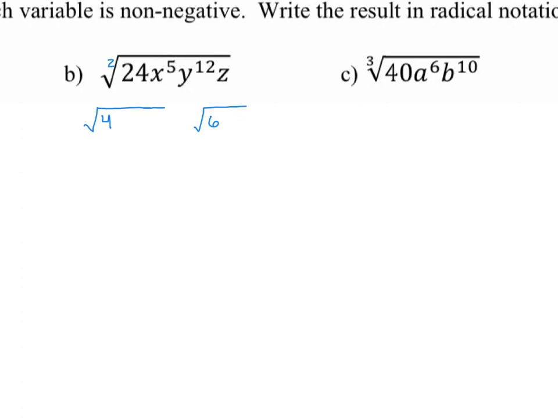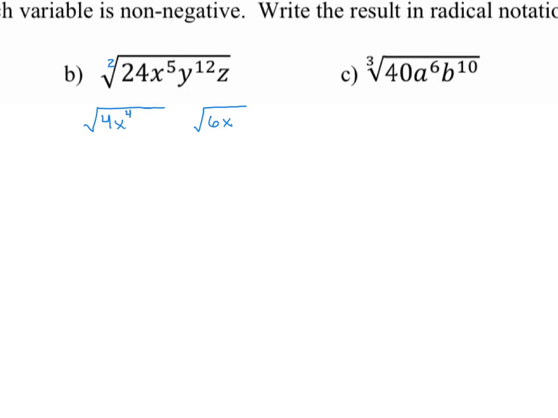Okay, x to the 5th. I want the largest exponent that is divisible by 2 and is less than or equal to 5. So x to the 4th is divisible by 2. I have 1 x left over.